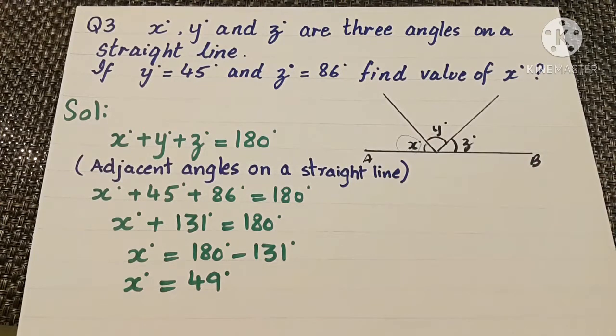Just by using the concept of adjacent angles and the theorem that we proved, that the sum of the adjacent angles on a straight line is 180 degrees, we have solved these questions. Hope you have understood the concept and you will be able to solve the questions related to adjacent angles, and you have understood the concept of the theorem and you will practice.